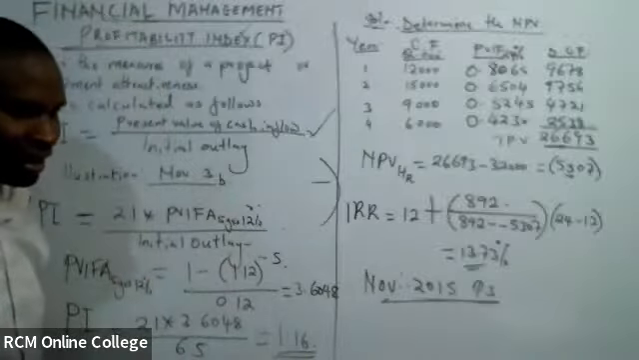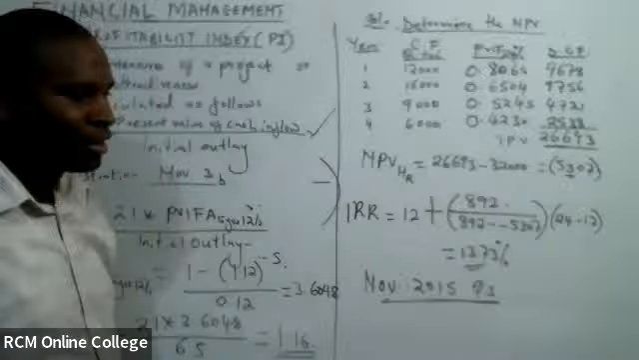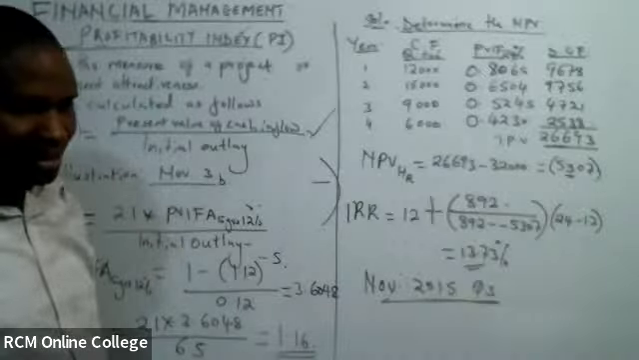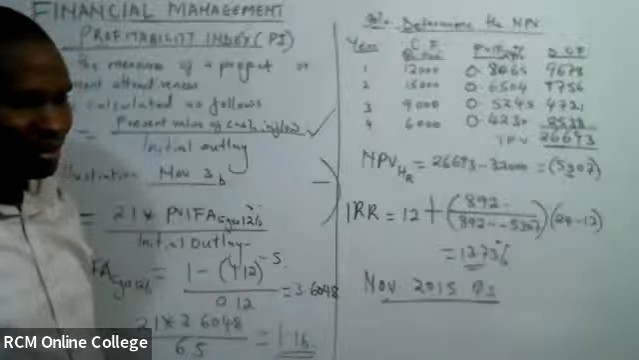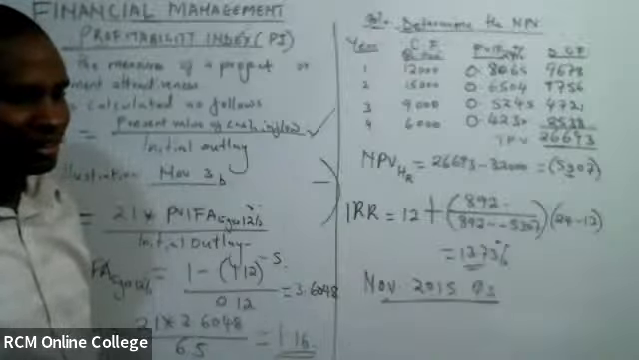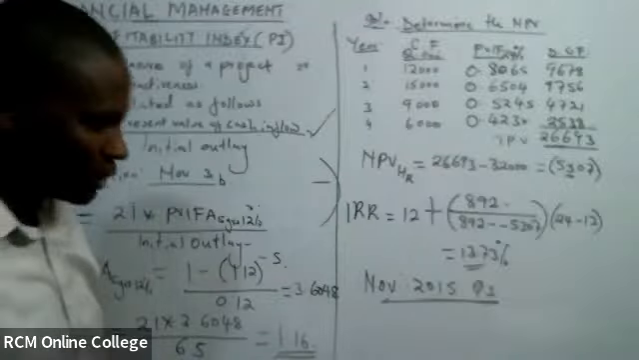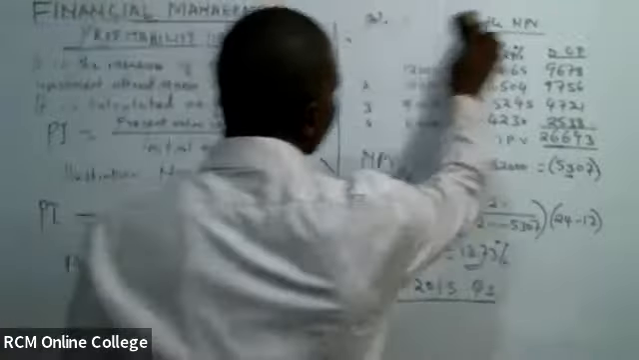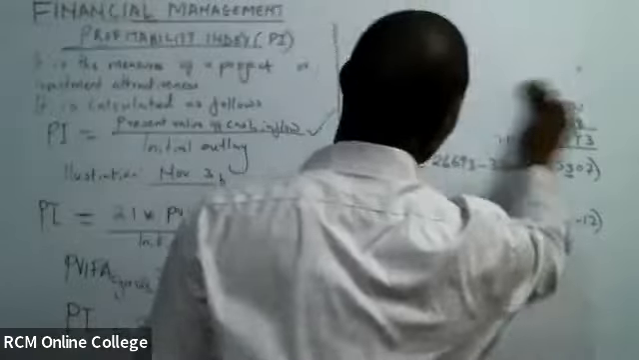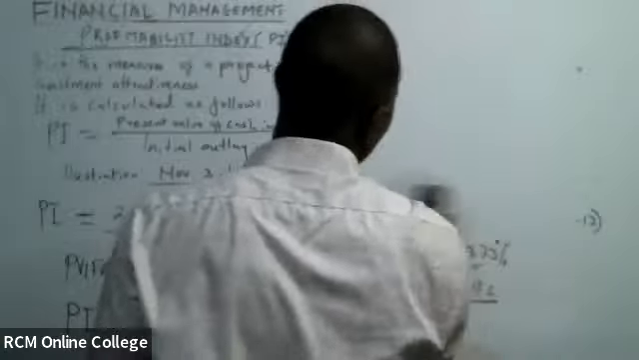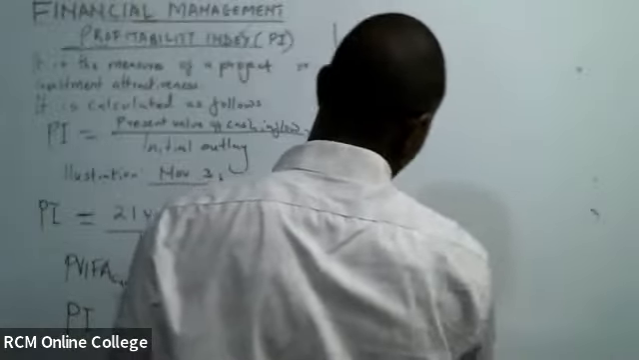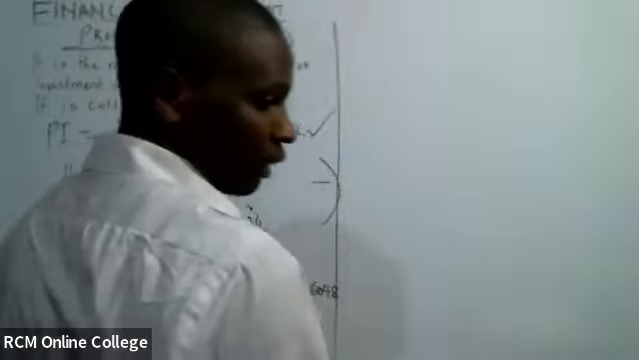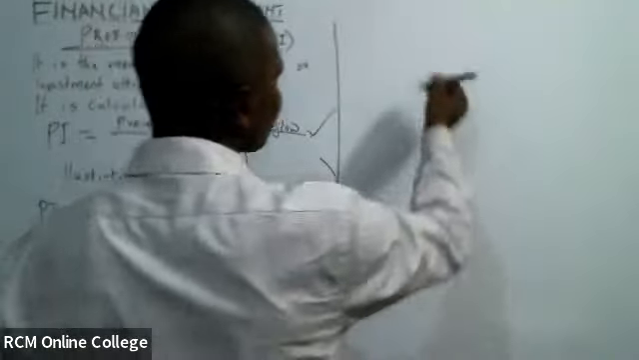Hope you understand. And then, please tell me, what should we do to this project? Should we accept? Yes, because the PI is greater than 1. Let's go to the next one, which is discounted payback period. Hope that you remember the definition of the payback period.